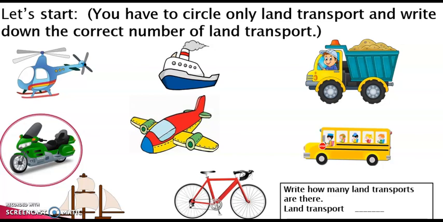No, a boat isn't. And what about this bicycle? Is it a land transportation? Yes, you are right. It is. So we put a circle around it. What about this airplane? It's not. And what about this ship? Of course, it's not.